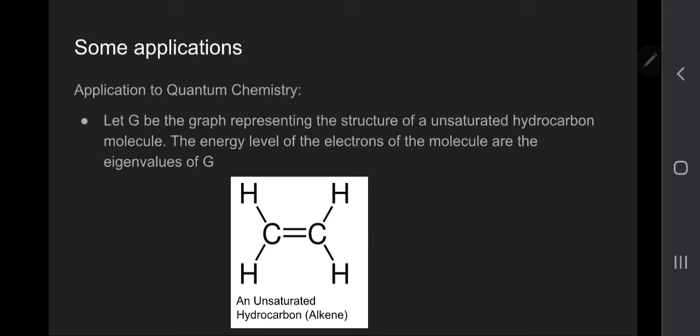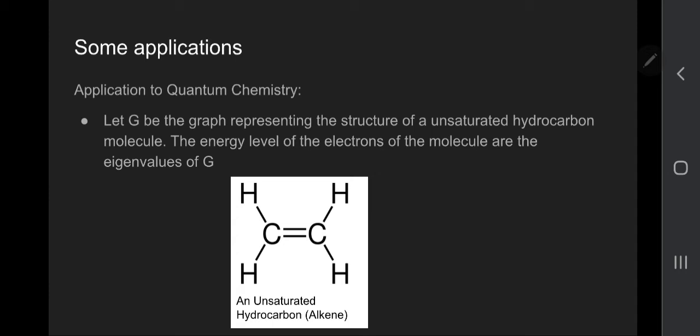The interesting idea is that if you have an unsaturated hydrocarbon like this one, you can represent it as a graph. So this is going to be a non-simple graph with each of the atoms, the C's and the H's, represented with vertices. And for example, between the 2 C's, there's going to be 2 edges, and between the C's and the H's, there's going to be 1 edge each.